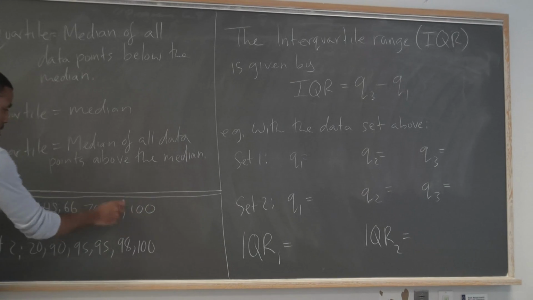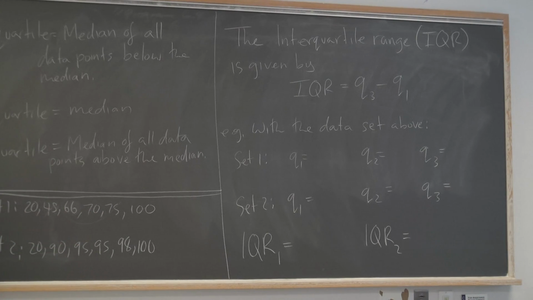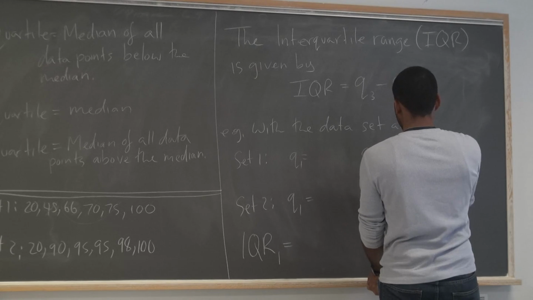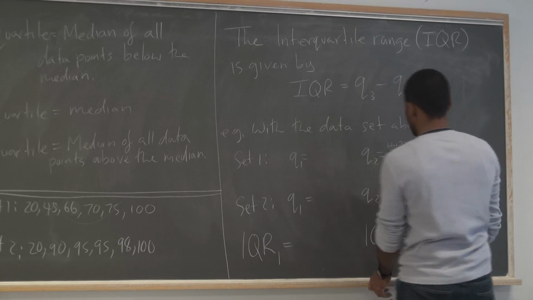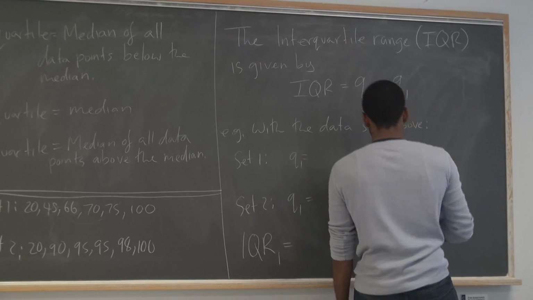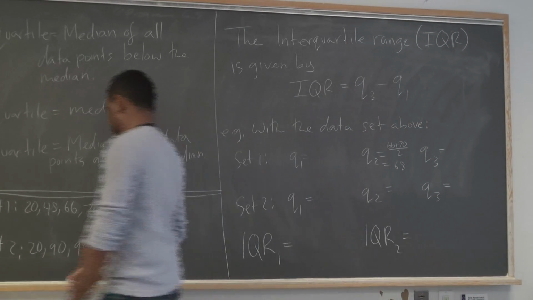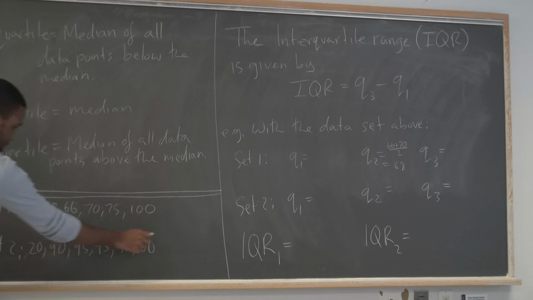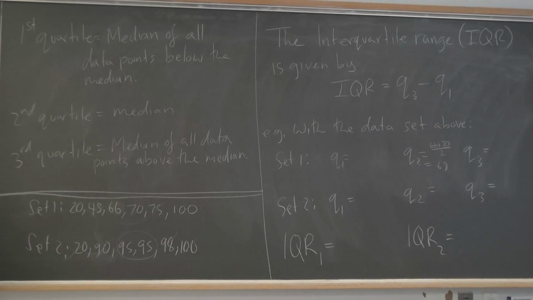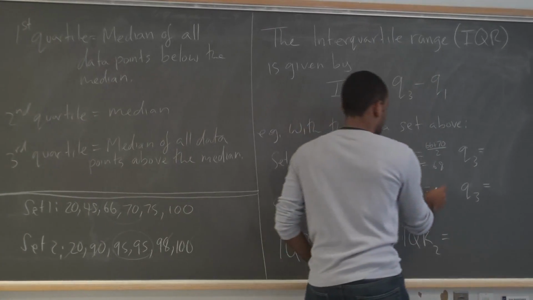When you start from the outsides and work your way in, you'd realize these two are in the middle. So the median is just the average of these two, right? It's 66 plus 70 all over 2, which happens to be 68. For the second one, you have the same thing. You work your way to the middle. Both 95s are in the middle, so you average those and you just get 95.